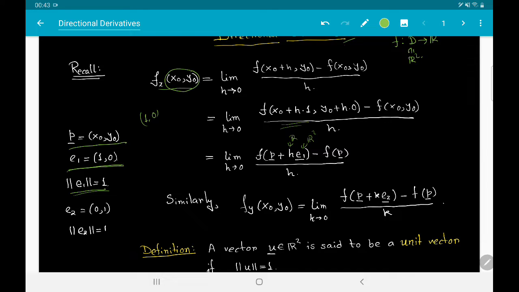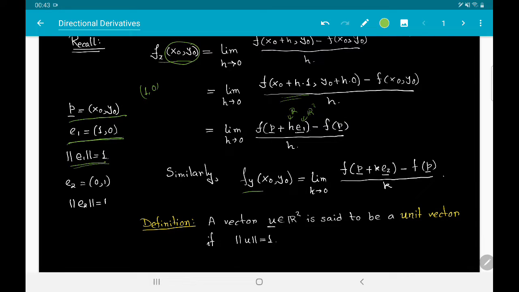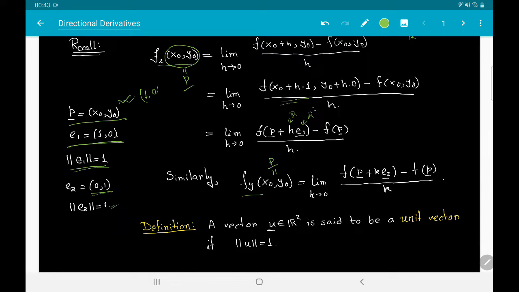Similarly, we could do the same thing with fy, which is the partial derivative of f with respect to y at the point (x0, y0), which we call p, as we have just done here. So fy at p is given by the limit as k tends to 0 of f of p plus k times e2 minus f of p, divided by k. What is e2? e2 is just another unit vector, (0, 1), so it has norm 1. In general, a unit vector in R2 is a vector that has norm 1.